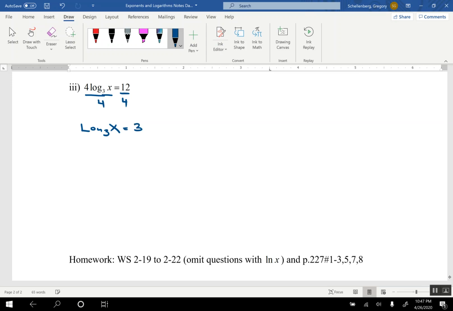And so our strategy here is just to convert the log to an exponential. So the base 3 raised to the power of the solution 3 is equal to the argument x. And so our solution here is 27. Checking that against the domain, x has to be greater than 0, and we're all good.